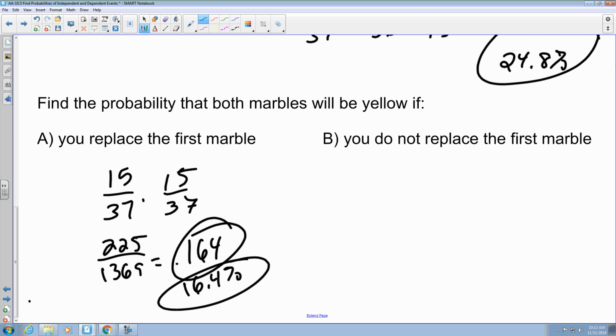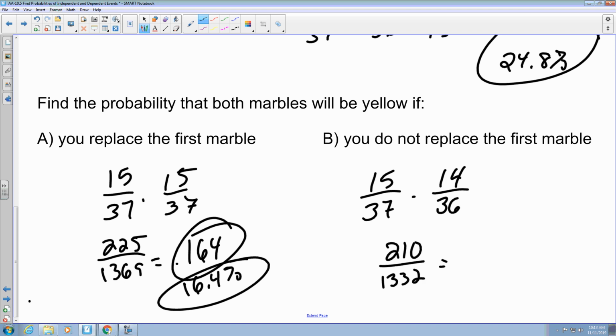If you do not replace the marble, the first one's still 15 out of 37, but now with that second event, you're making the assumption that the first event was true, that you did choose a yellow. So 14 are left that are yellow, and there are only 36 in the bag. So 15 times 14 is 210, divided by 1332, which equals 0.158, which is 15.8%.